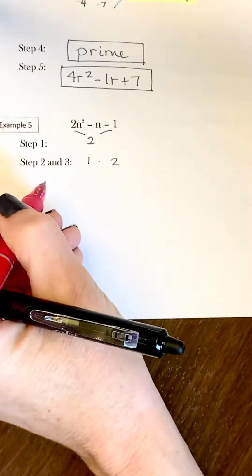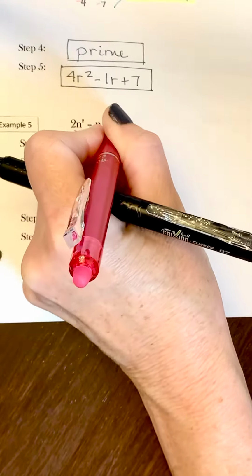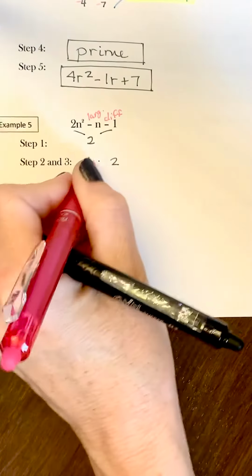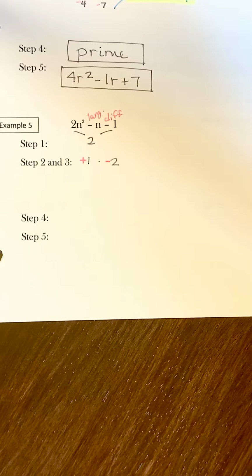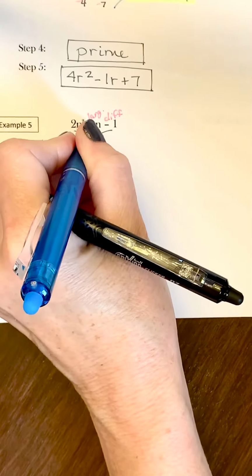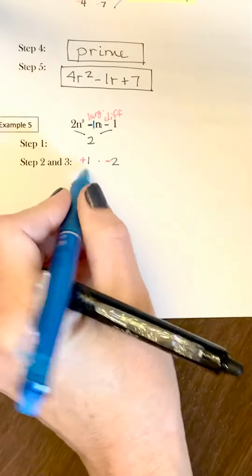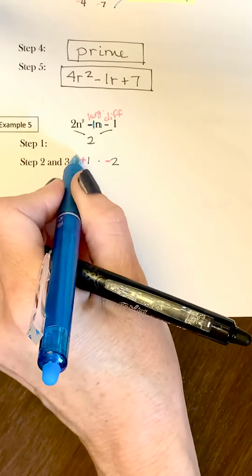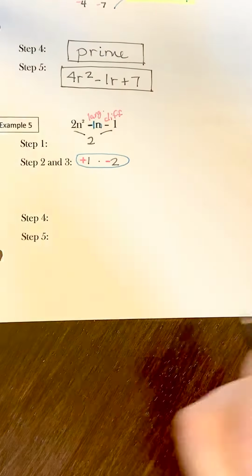Before I do, I want to check my signs. This is telling me the signs are going to be different. This is telling me that the larger number will be negative, so this one's going to be negative, this one's going to be positive. Now I need the factor pair that will equal a -1. Okay, +1 minus 2 gives me a -1. So I'm going to use this to rewrite the middle term.